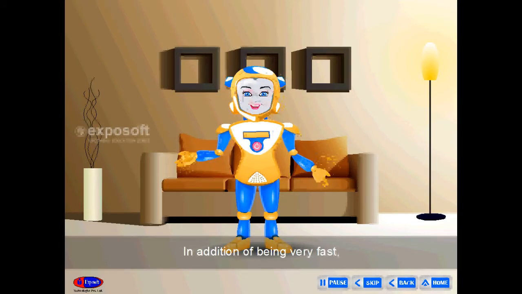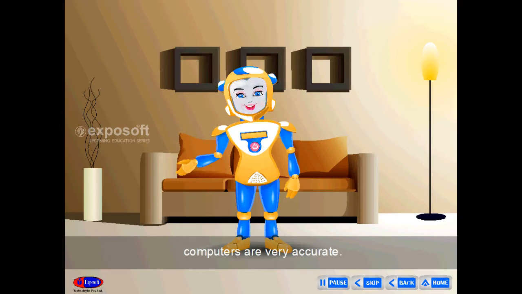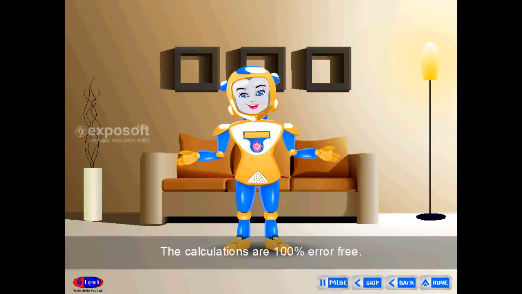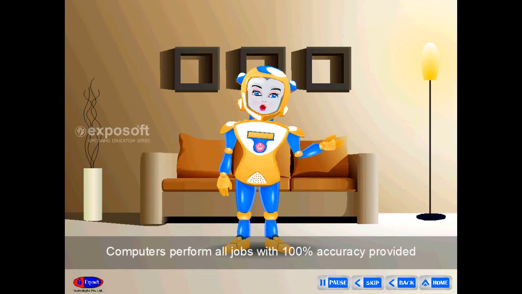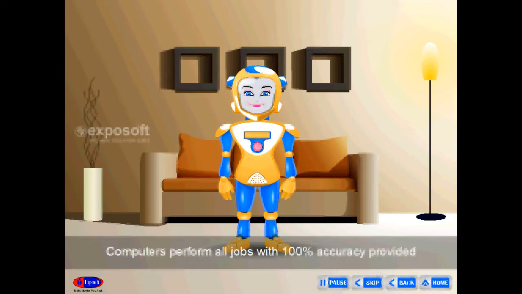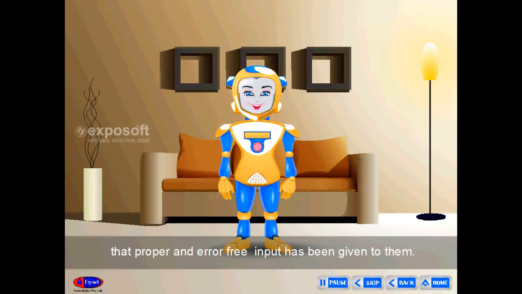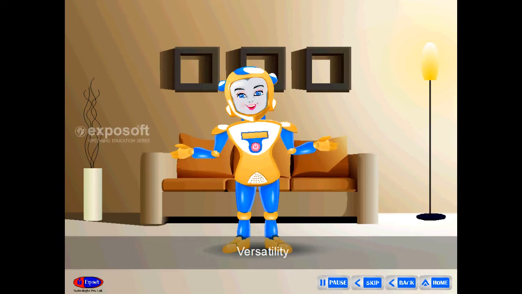Accuracy. In addition to being very fast, computers are very accurate. The calculations are 100% error-free. Computers perform all jobs with 100% accuracy provided that proper and error-free input has been given to them.